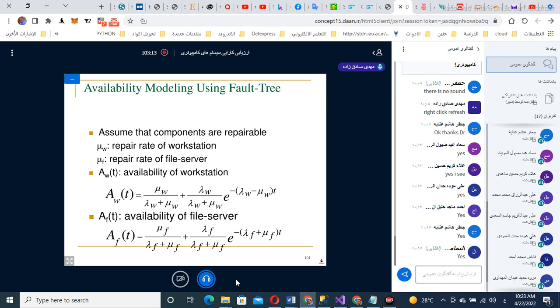A_FT, the availability of the file server, equals mu F divided by lambda F plus mu F, plus lambda F divided by lambda F plus mu F, multiplied by e to the exponent minus lambda F plus mu F, multiplied by t.